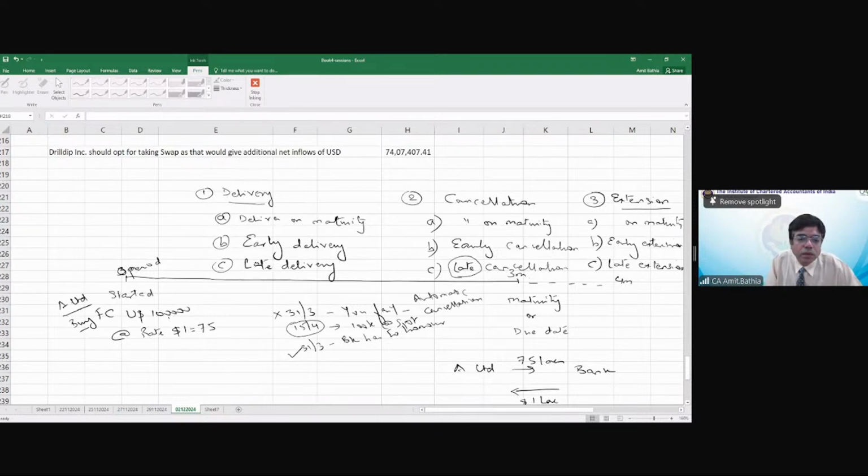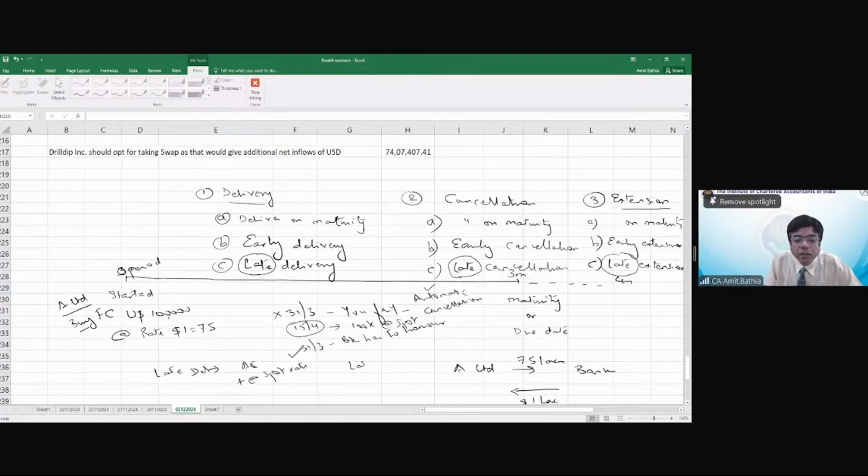Now remember over here, late delivery. What is late delivery? As I just mentioned, after the due date. What is late cancellation? Again, the same, after the due date. What is late extension? Again, after the due date, right? So the moment you are after the due date, automatic cancellation will automatically get triggered, right? So if it is late delivery, what is going to get triggered? Automatic cancellation, plus the delivery will now be at spot rate. Are you with me? This is for late delivery.